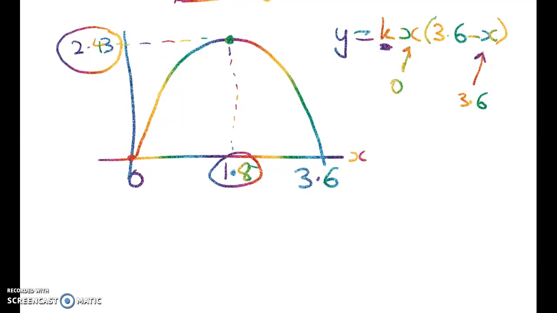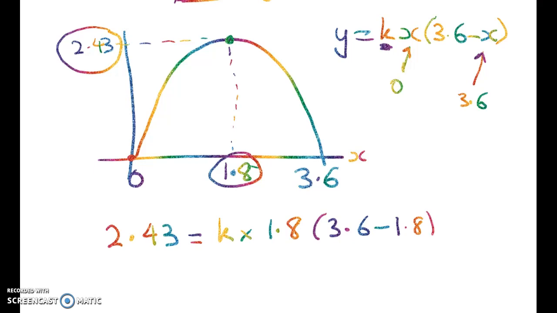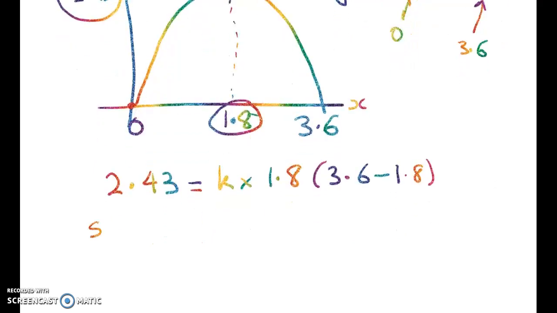So substituting in, this is what we get. 2.43, my y value, is equal to k times 1.8 times (3.6 minus 1.8). Okay, and if we wanted to write something there, we don't have to. We probably should though, since (1.8, 2.43) is on the curve.